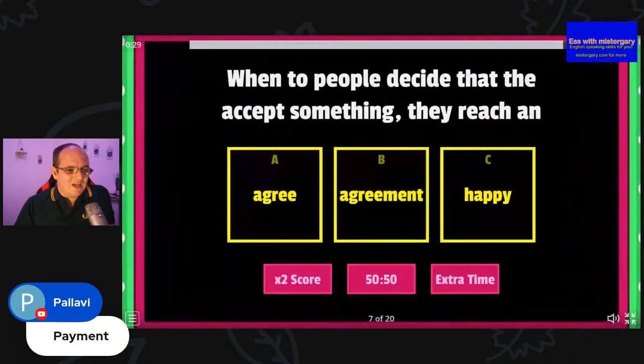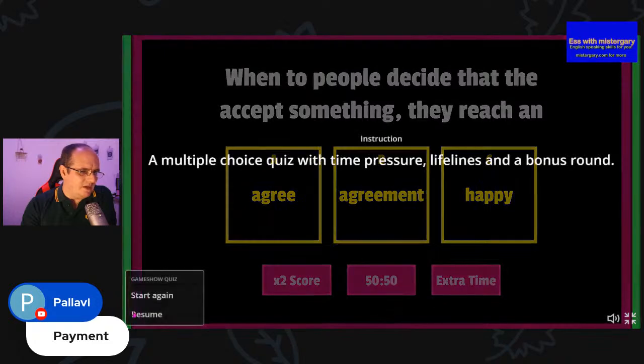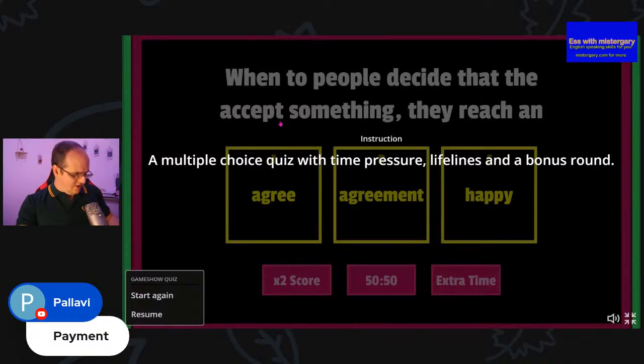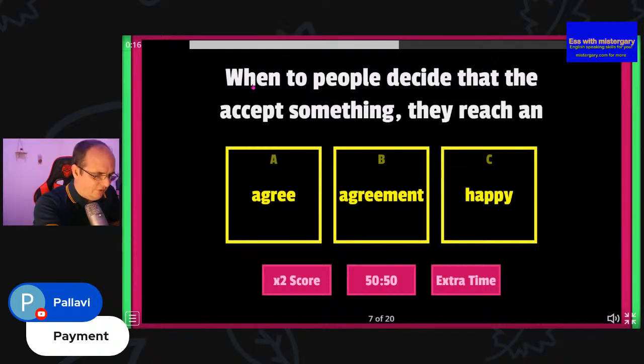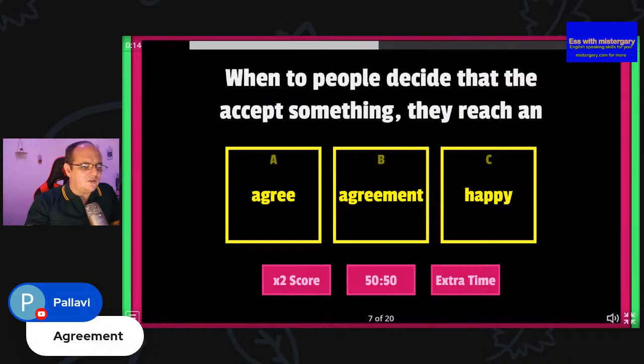Question 7. When people decide that they accept something, they reach... that's really bad. Another bad typo by me, because I didn't have much time to check it all. When people decide they accept something, they reach an... What do they reach? When two people decide that they accept something, they reach an agreement. Agreement from both of you there. Well done. Yes, Mohammed Ishmael, Pallavi as well. And there's no particular order. It's just whatever I see first.